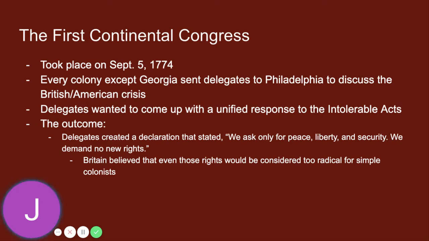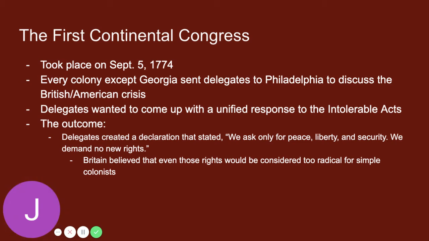The First Continental Congress. This took place on September 5th of 1774, and every colony except Georgia sent delegates to Philadelphia to discuss the British/American crisis, as they called it. A delegate is essentially just a person that has been chosen to represent a group of people. So every colony sent people that they thought best represented their colony to Philadelphia to discuss the British/American crisis.